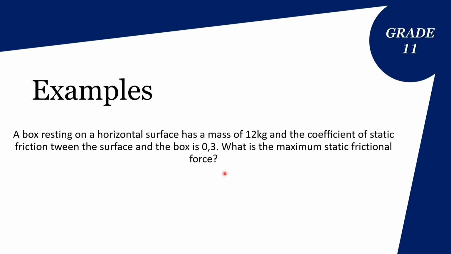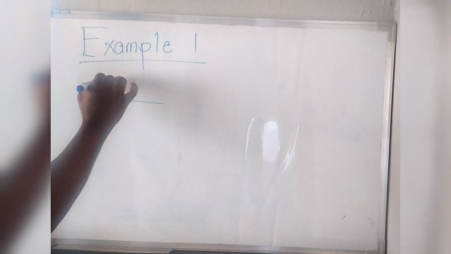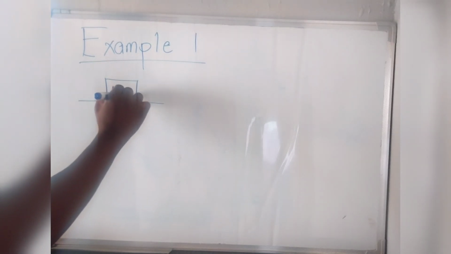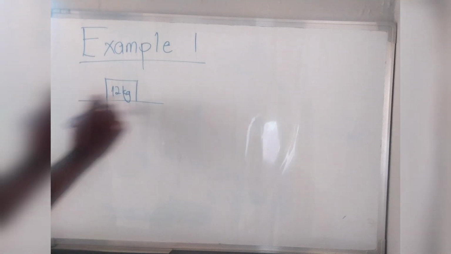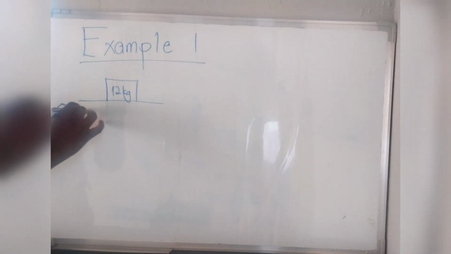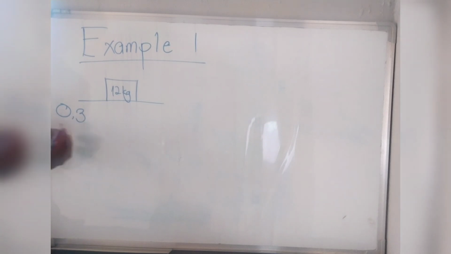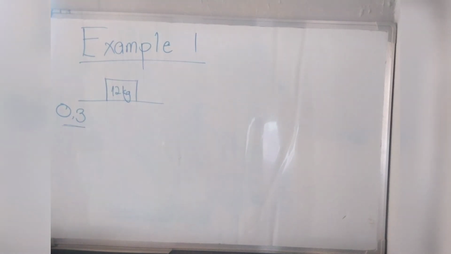What is the maximum static frictional force? We are only given the coefficient, but we are not given the frictional force, so we need to get the frictional force. This is our scenario: we have a box which has a mass of 12 kgs, simply resting on the surface, and the surface has a coefficient of static friction equal to 0.3. What is the maximum static frictional force?